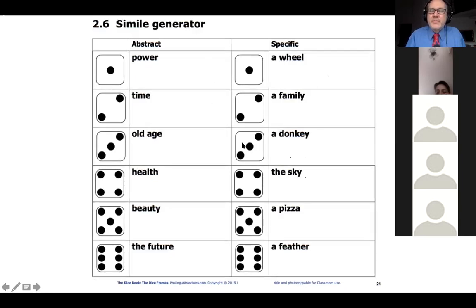Okay, how about this? For your students' thinking skills, the simile generator. In this one, we're going to roll the die twice. First roll is a 6, and I get the future. The second is 1, a wheel. So our job is to make a simile. The future is like a wheel, and then explain why. The future is like a wheel because it's always spinning and we can never catch up to it.